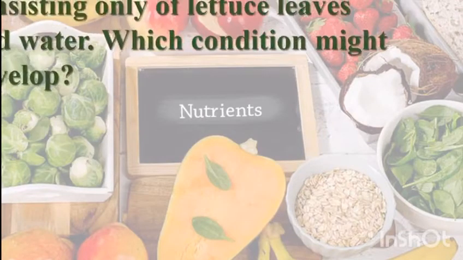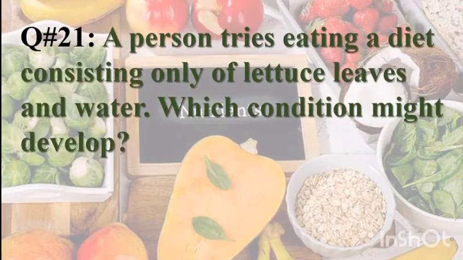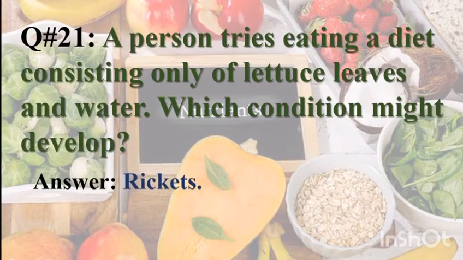Next is, a person tries eating a diet consisting only of lettuce leaves and water. Which condition may develop? So the answer is rickets. Rickets may develop if a person tries to eat such kind of food.